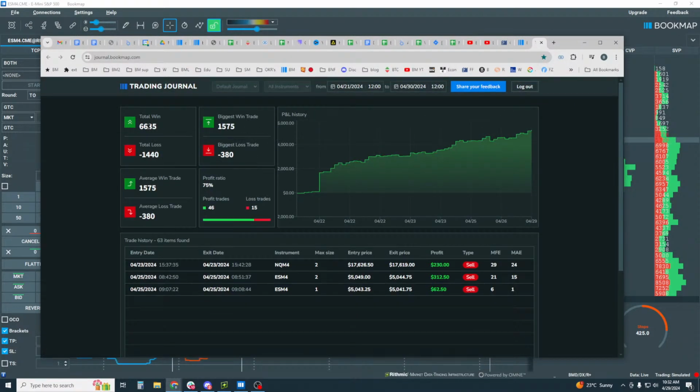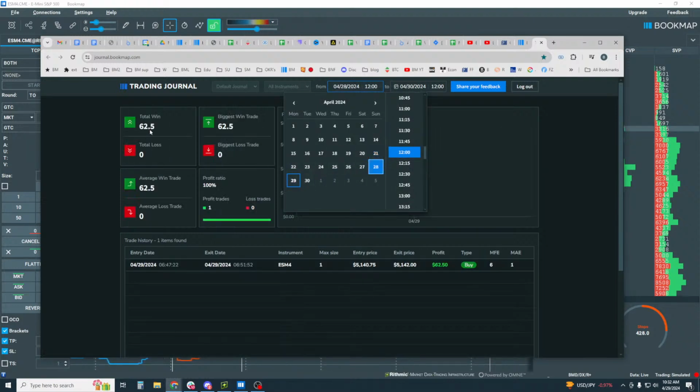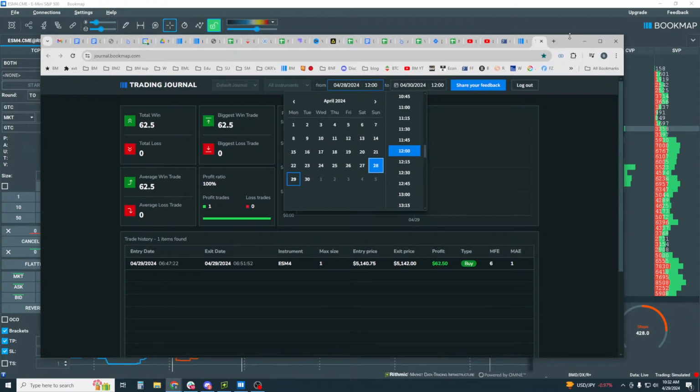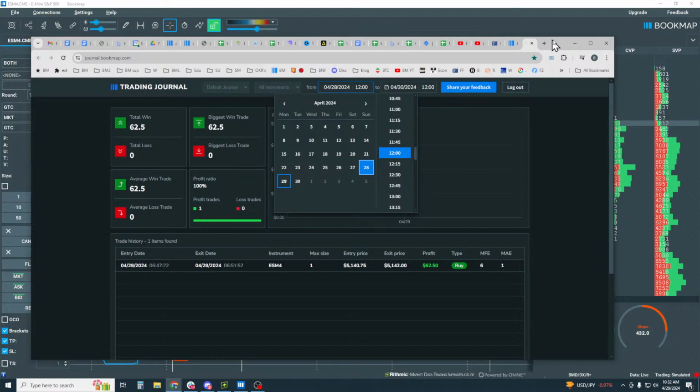And this is for last week and how we did. Today I don't have much. We just have one trade, so it's not really much to go over for today. Just a 1.25 point and a quarter, or 5 ticks.